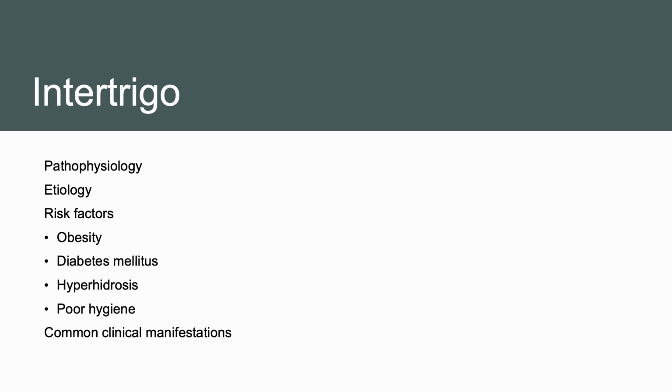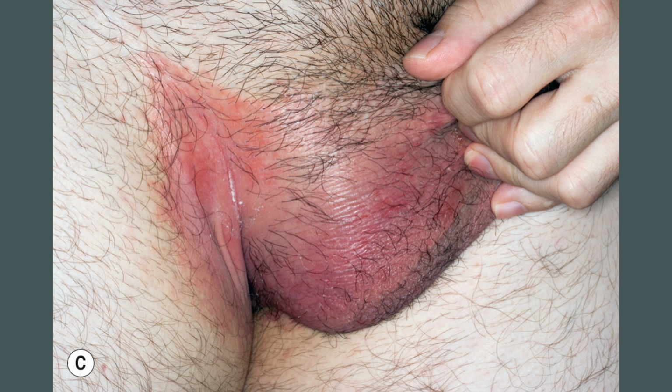Common clinical manifestations: erythematous, macerated plaques in the skin folds, such as under the breasts, groin, and armpits. There's often itching, burning, and discomfort, and possible secondary infection with odor or discharge. Clinical image of intertrigo, and another typical presentation of intertrigo.